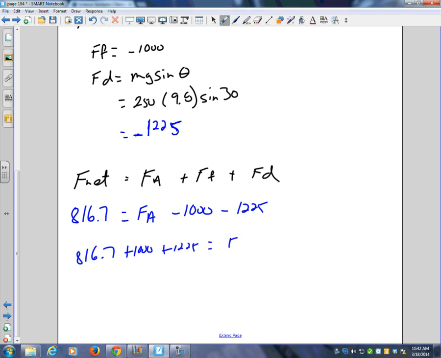And I get a considerably more applied force of 3,041.7 newtons. He has to come up with 3,000 newtons of force.